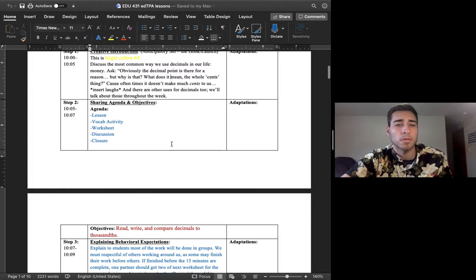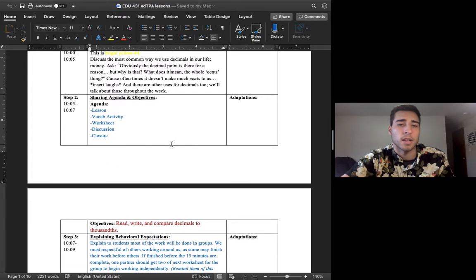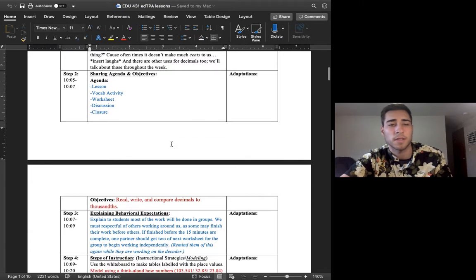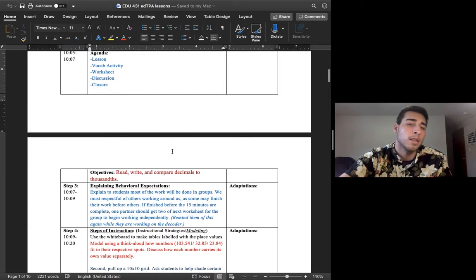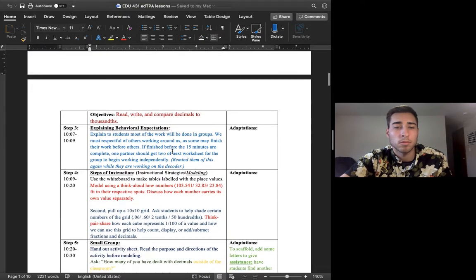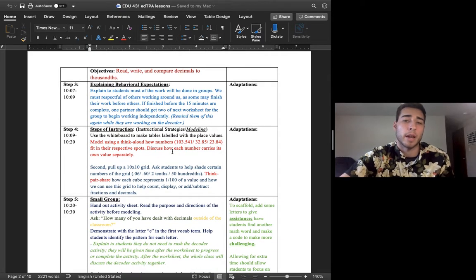So step 2 is to share the agenda and objectives. So we'll jump right into the behavioral expectations, talking about how we're going to be doing a lot of group work throughout these 3 lessons, and especially today, just starting right off the bat, how we should be respectful of others working around us and our partners as well who we're working with.